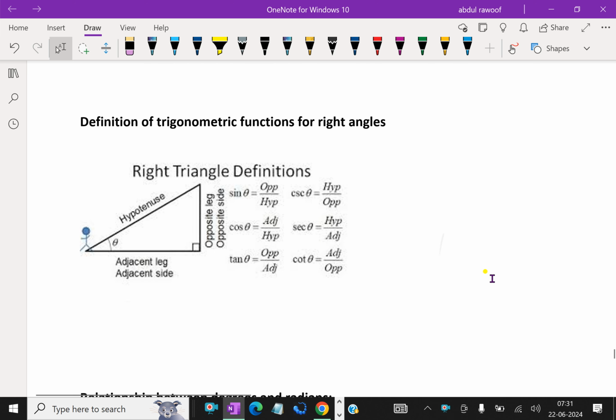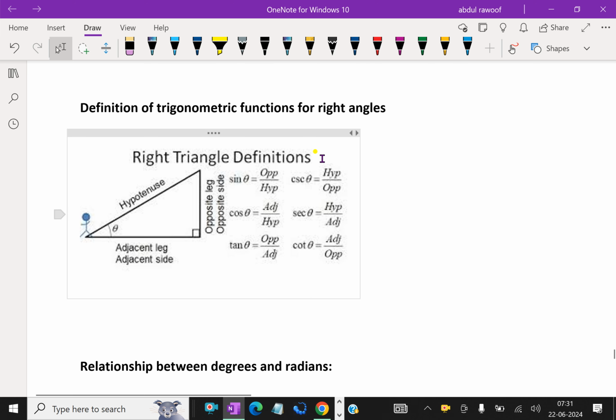Now, the definition of trigonometric functions for right angles. Here, the given triangle is a right-angled triangle, with theta degrees here. We always have to consider from theta. From theta, this is the opposite side, this is the adjacent leg or adjacent side, and the third side is the hypotenuse.